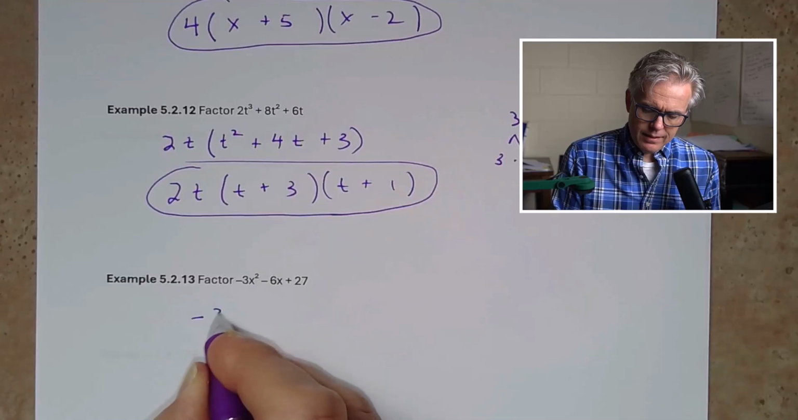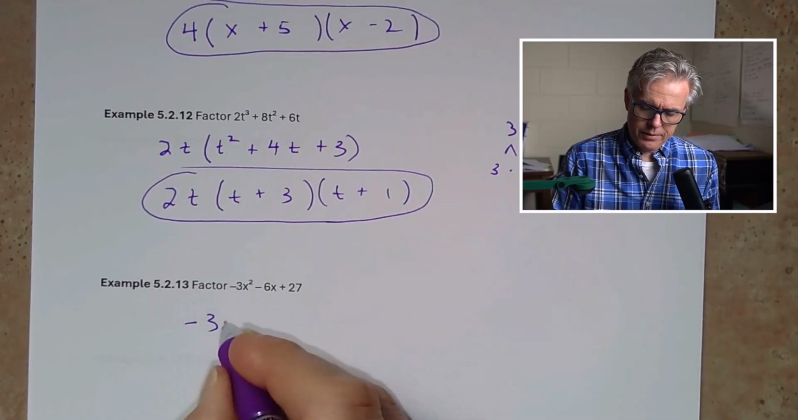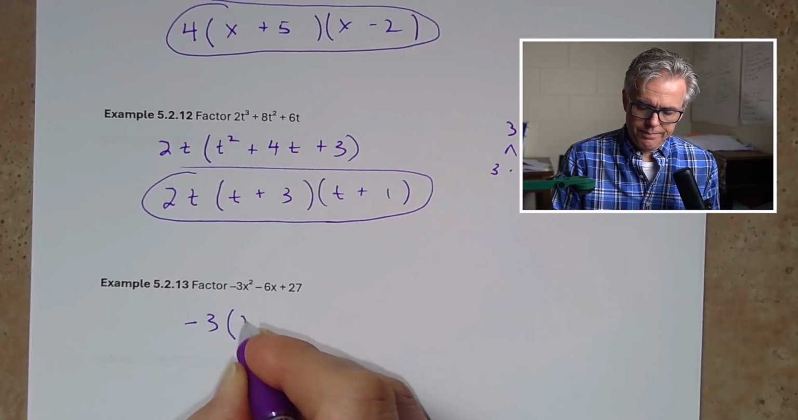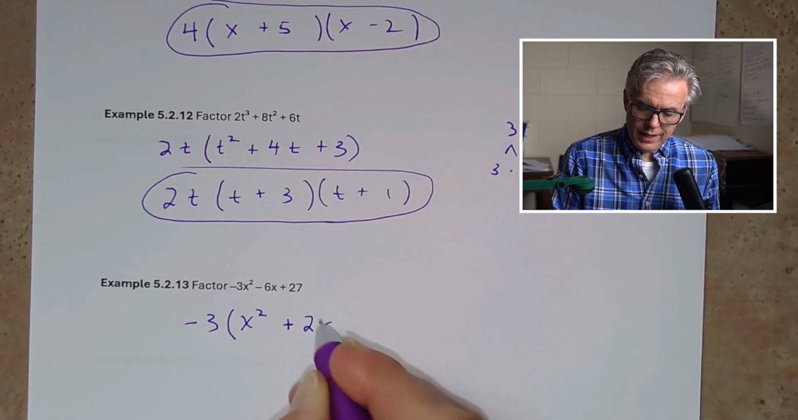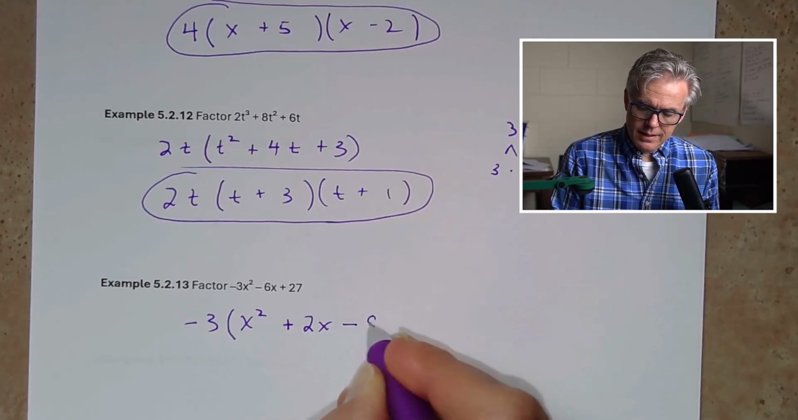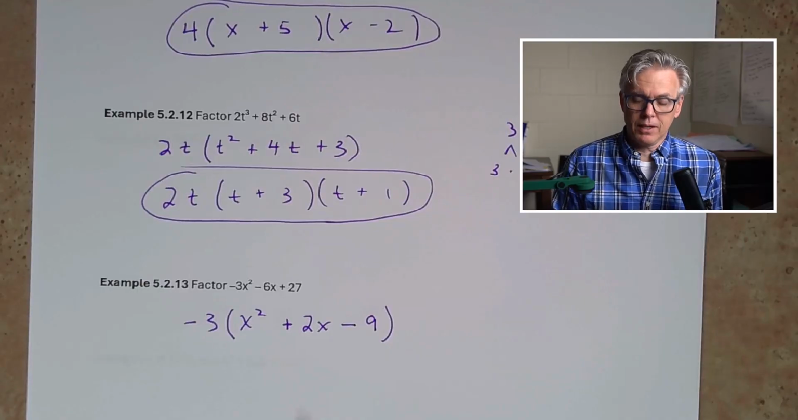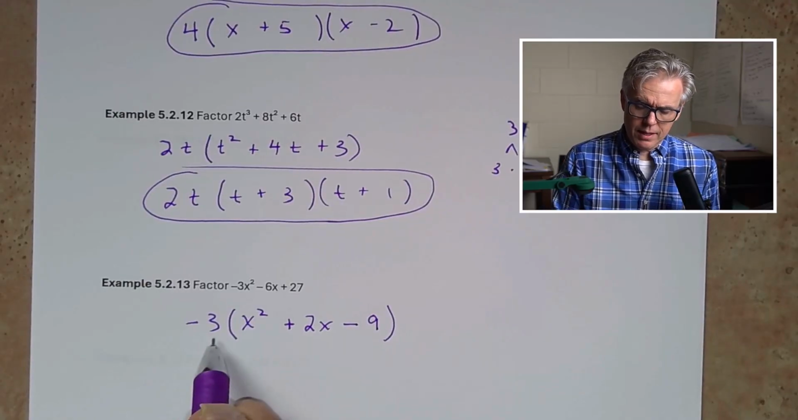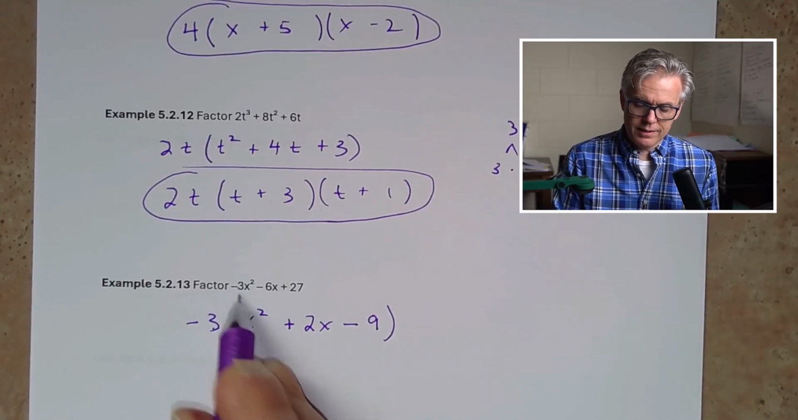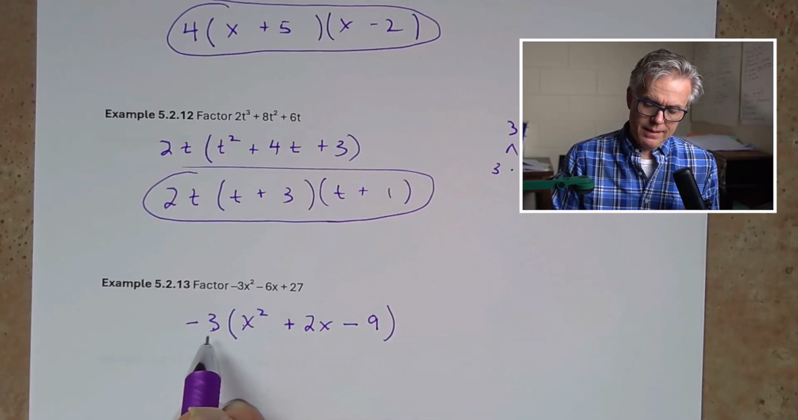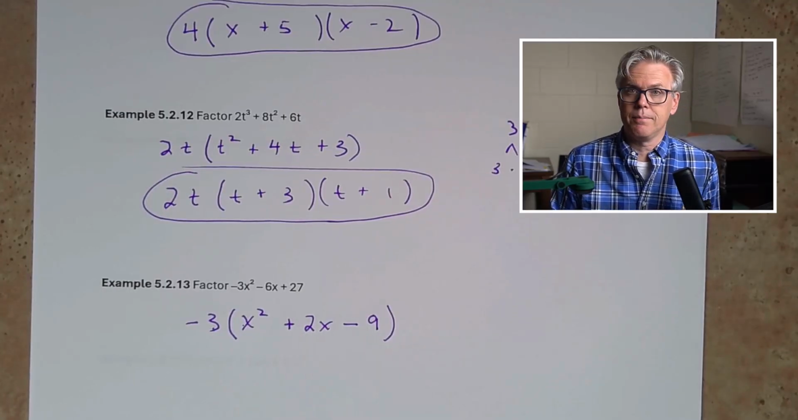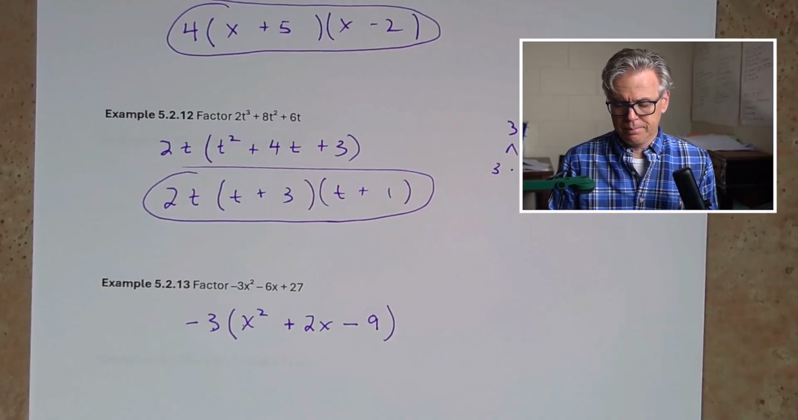I can pull out a negative 3 from all those. And what do I have left here? X squared plus 2x, and then minus 9. Make sure you can do that. You can mentally distribute that back through. Negative 3 times x squared is negative 3x squared. Negative 3 times positive 2x, negative 6x. And then a negative 3 times a negative 9 is positive 27. Careful with those sign changes.